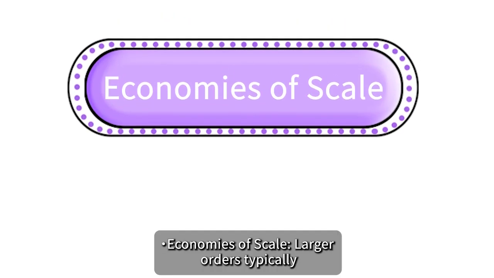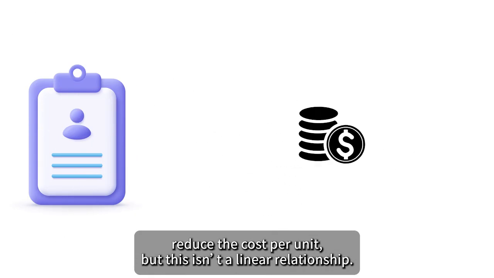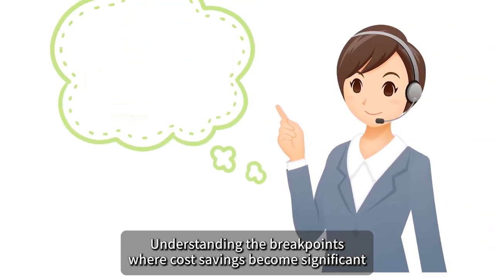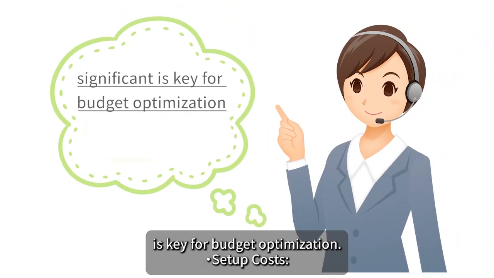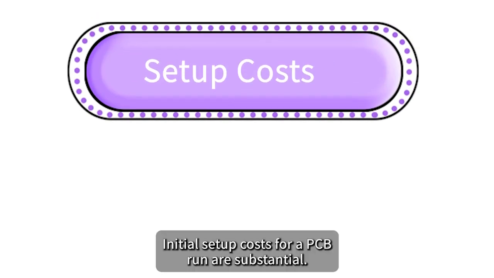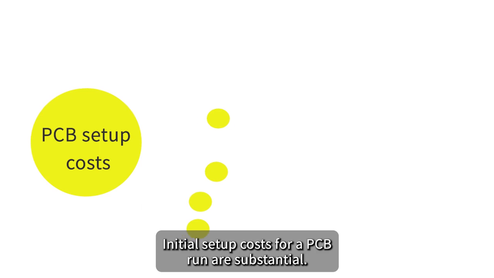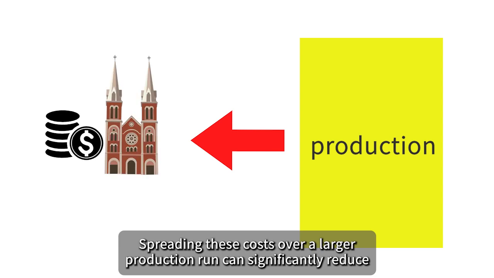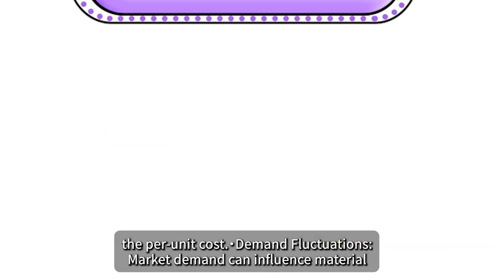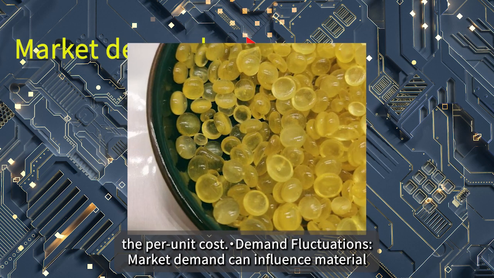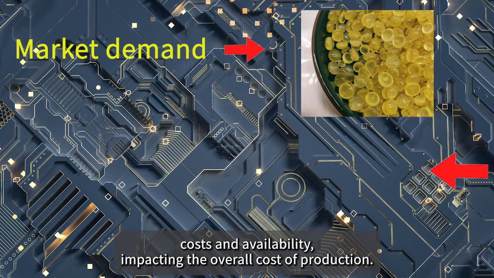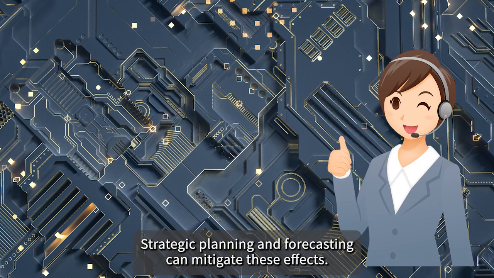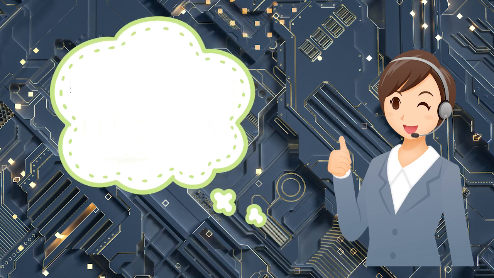Economies of scale. Larger orders typically reduce the cost per unit, but this isn't a linear relationship. Understanding the breakpoints where cost savings become significant is key for budget optimization. Setup costs. Initial setup costs for a PCB run are substantial. Spreading these costs over a larger production run can significantly reduce the per-unit cost. Demand fluctuations. Market demand can influence material costs and availability, impacting the overall cost of production. Strategic planning and forecasting can mitigate these effects.